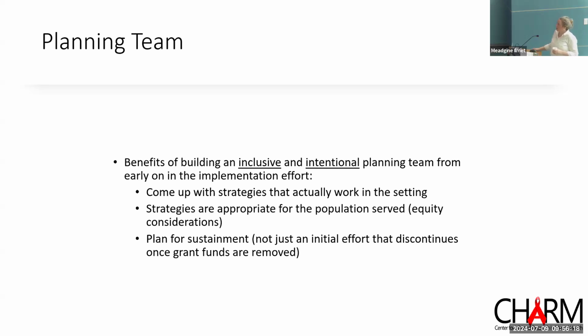You also are more likely to come up with strategies that are appropriate for the population being served, which again is an important equity consideration. And also, you're more likely to come up with strategies that could help in the long term. So not just, if you're doing this for a research study, you definitely want to come up with something that works even after the research study is over. So it's more likely that you're going to be coming up with things that could work long term.